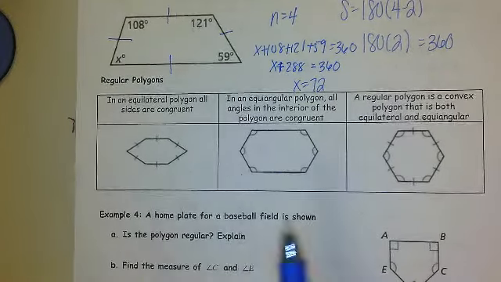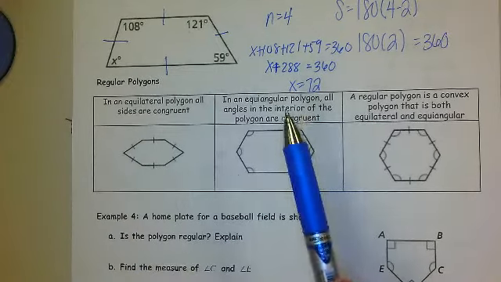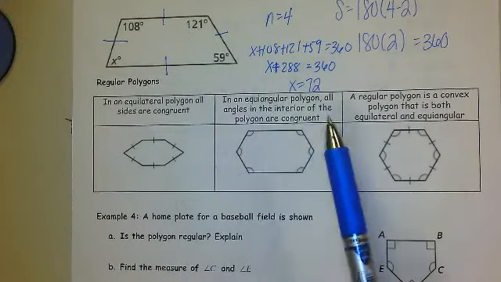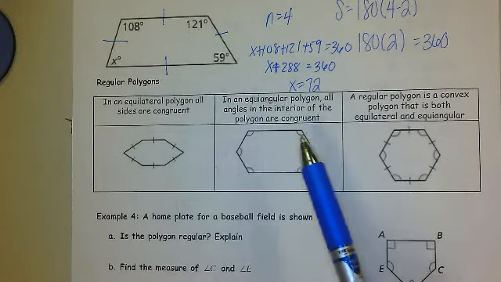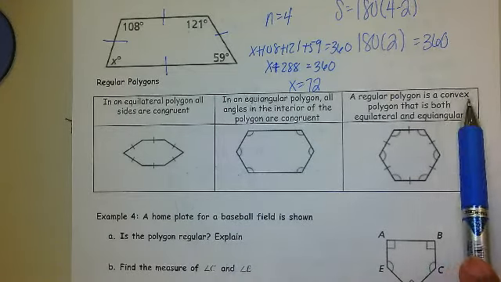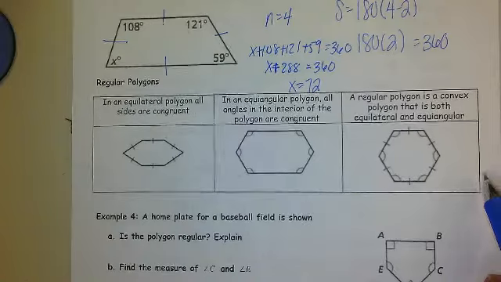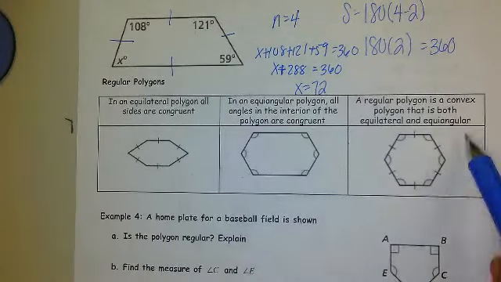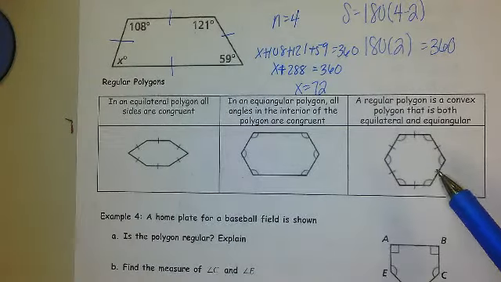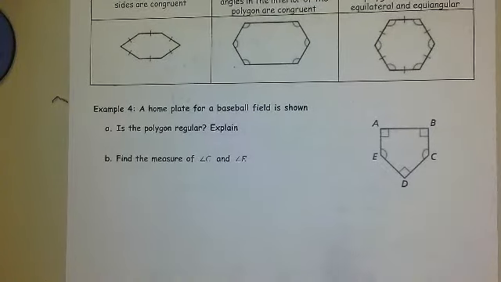Regular polygons. In an equilateral polygon, all sides are congruent. In an equiangular polygon, all the interior angles are congruent. A regular polygon is a convex polygon that is both equilateral and equiangular. That's just something we need to know, so know these things and understand them for vocab terms.